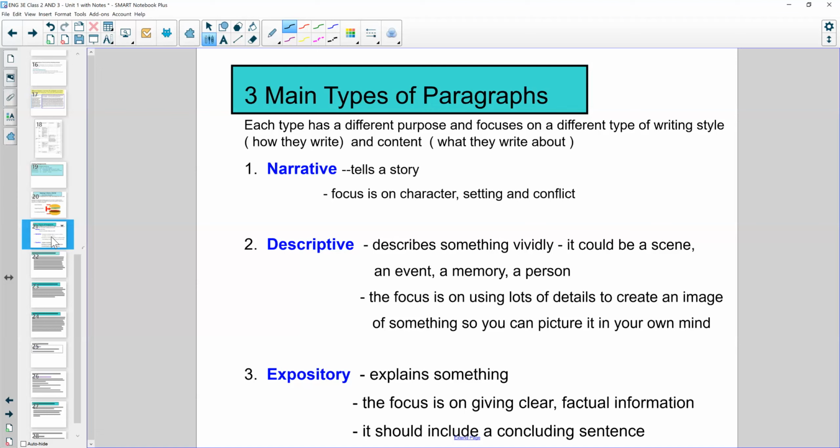A descriptive paragraph describes something vividly. It could be a scene, an event, a memory, or a person. The focus here is on using lots of details to create an image of something that you can picture in your own mind. Expository paragraph explains something. The focus is on giving clear, factual information, and it should include a concluding sentence.